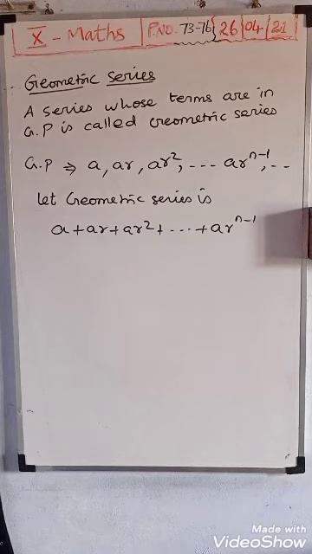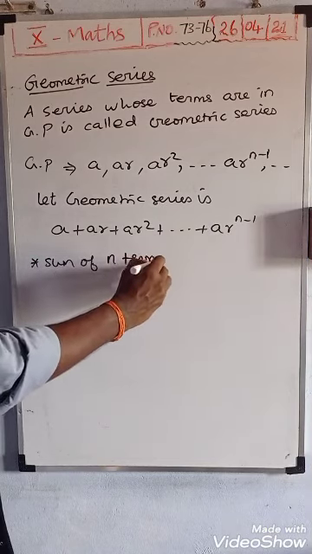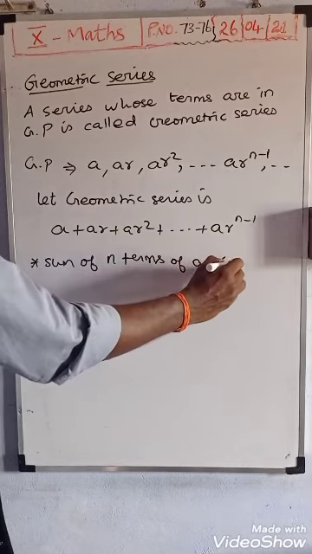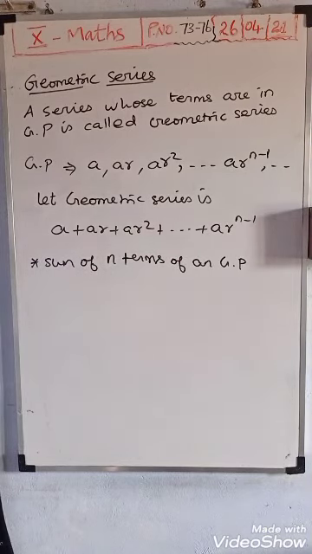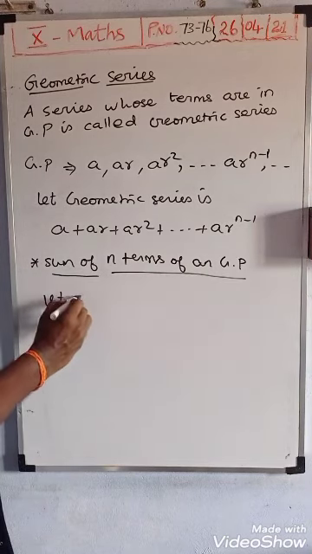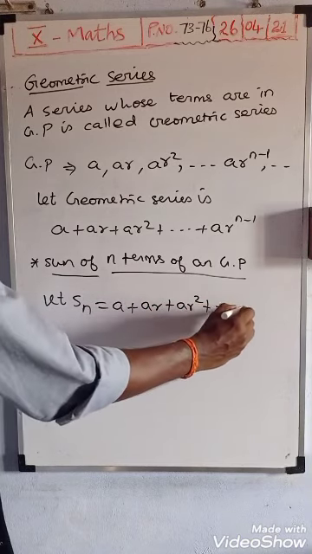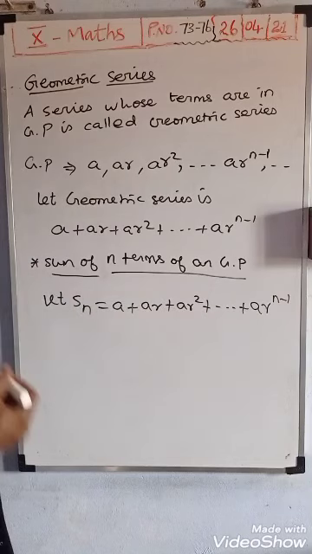So you want to add the terms. Suppose up to n terms you should add, what is the formula? Sum of n terms of a GP. Suppose we add the sum of n terms. Let Sn be equal to a plus ar plus ar squared plus up to ar to the power n minus 1. So in this geometric progression we convert into series.